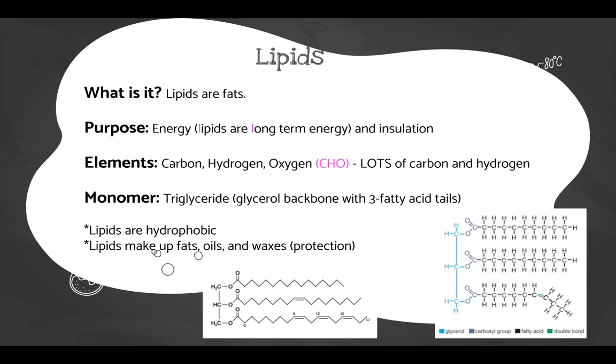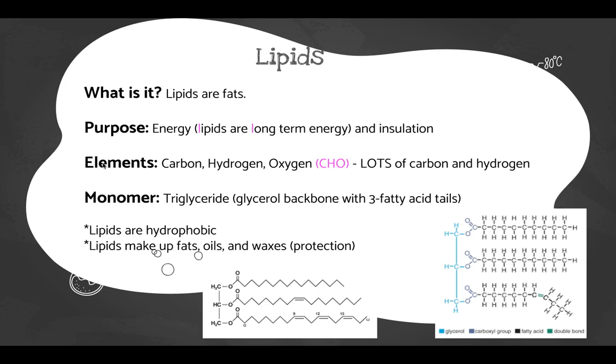So what's the purpose here? Again, energy. We had short-term energy with carbohydrates, and here, lipid L, long-term energy. Lipid L, long. You like the alliteration, okay? Lipid L, long-term energy. And insulation. You know that animals that live in really, really cold environments have a whole lot of blubber, that it's made of fat, and fats are lipids. And it's to help insulate them to keep them warm in their environments.